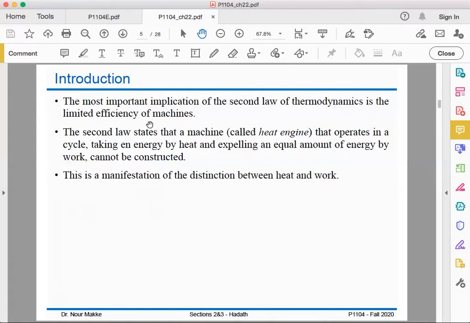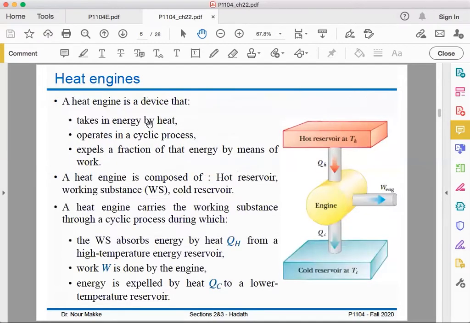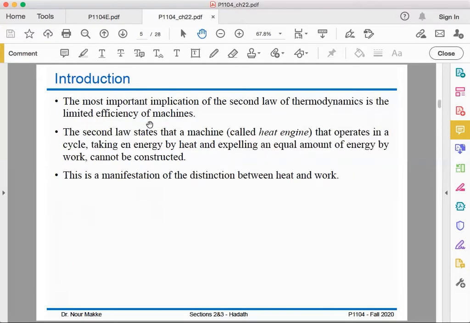So this is the manifestation, for example, of the distinction between the heat and the work, which is not discussed in the first law of thermodynamics, but it is discussed in the second law of thermodynamics. ومن هون رح نروح على الأول part بالchapter اللي تبعنا اللي هو about the heat engine. So what is a heat engine؟ اللي هي الهيت engine الماشين اللي حكينا عنها قبل شوي.